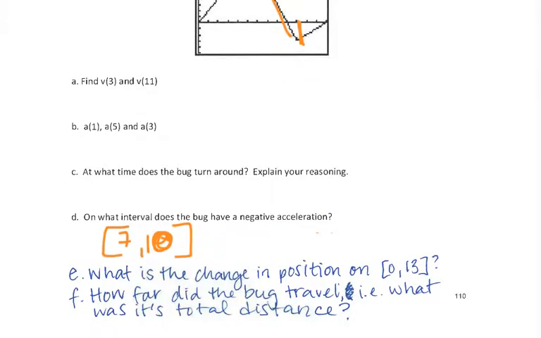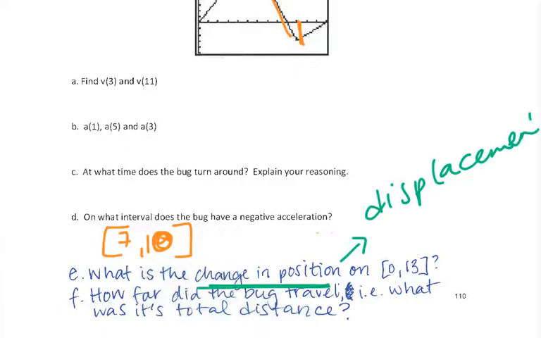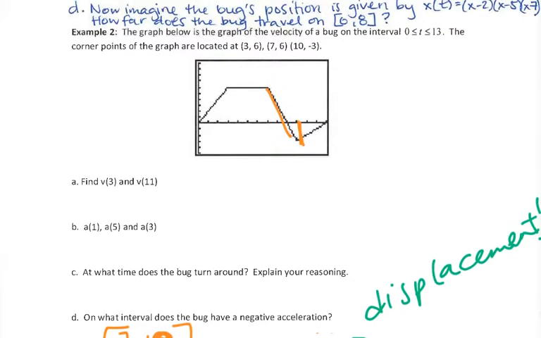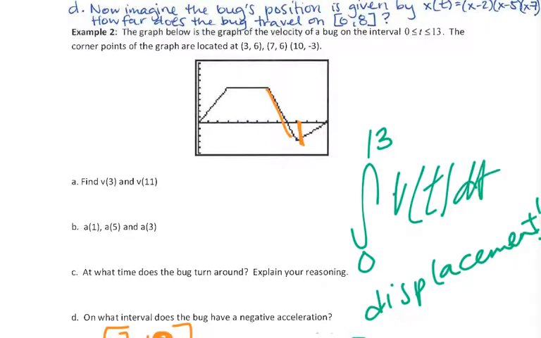All right, E, what is the change in position on 0 to 13? So change in position indicates displacement. So how much did the position change from t equals 0 to 13? Well, we find displacement by finding the integral. So the integral from 0 to 13 of v of t dt. So let's find the area.